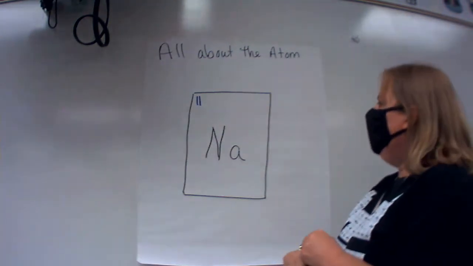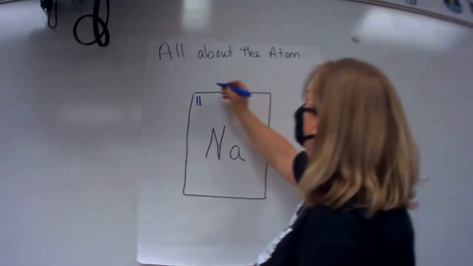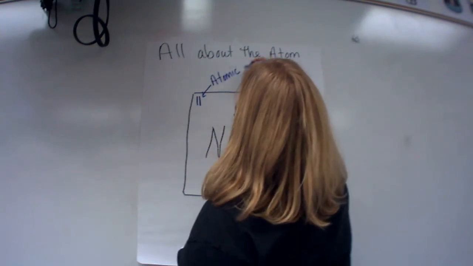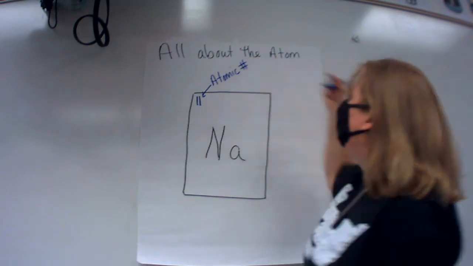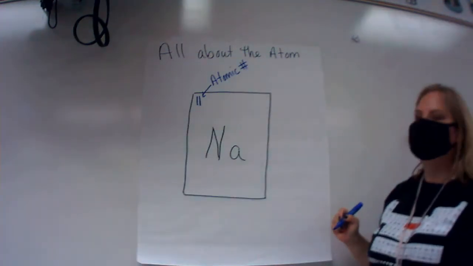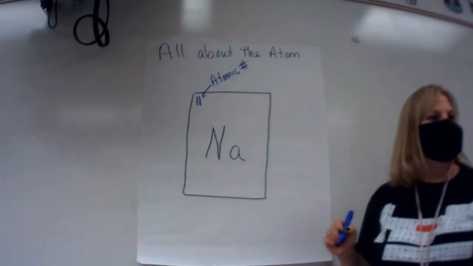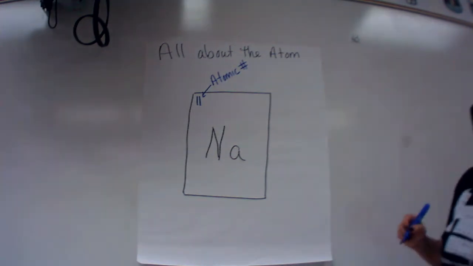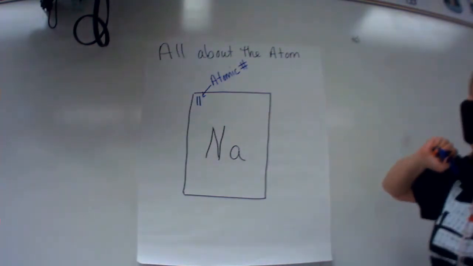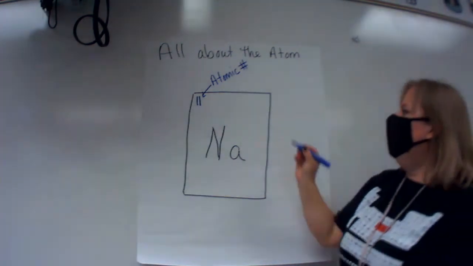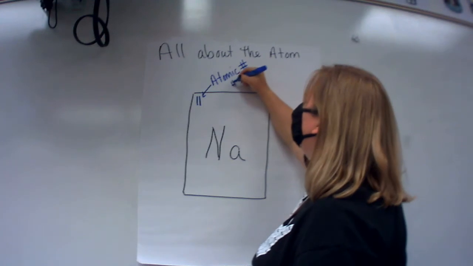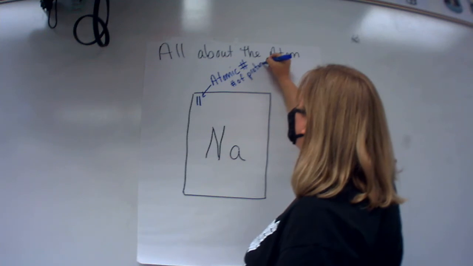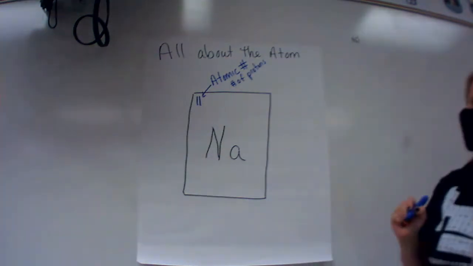Okay, that number is going to be called the atomic number. Are we okay if I abbreviate number? It's about atoms. Yes. Okay, so atomic number. When you see the atomic number, that is the number of protons in the atom. Okay?